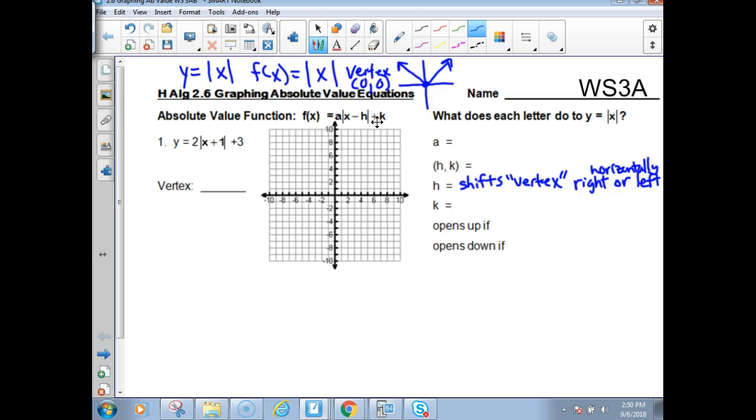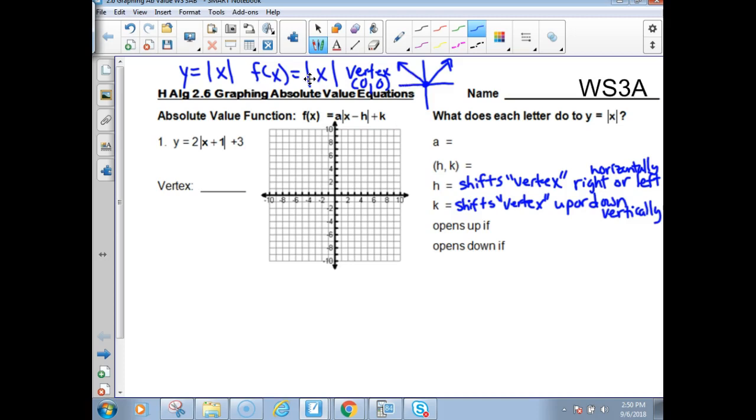So what would k do? Well, that's going to shift your vertex again, up or down, which you might say, well, obviously up or down is vertically. I do want you to get used to saying vertically and horizontally, though. Okay, so that would be vertically.